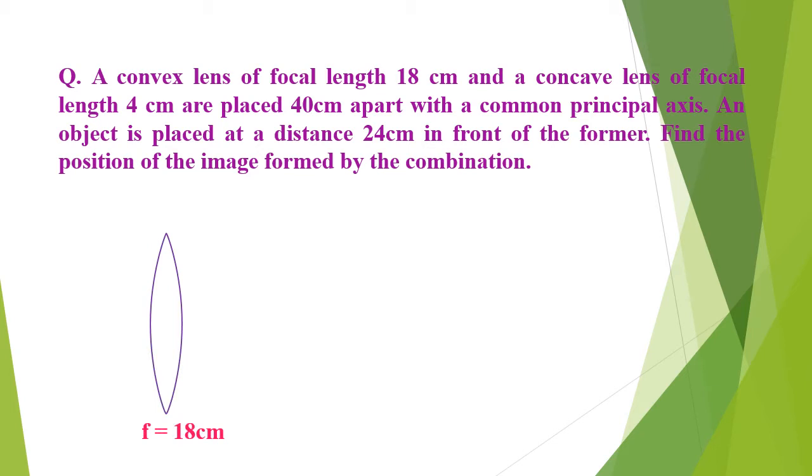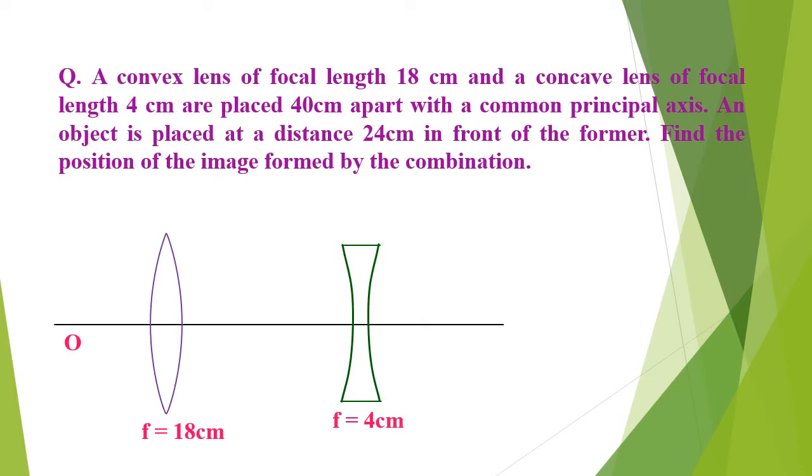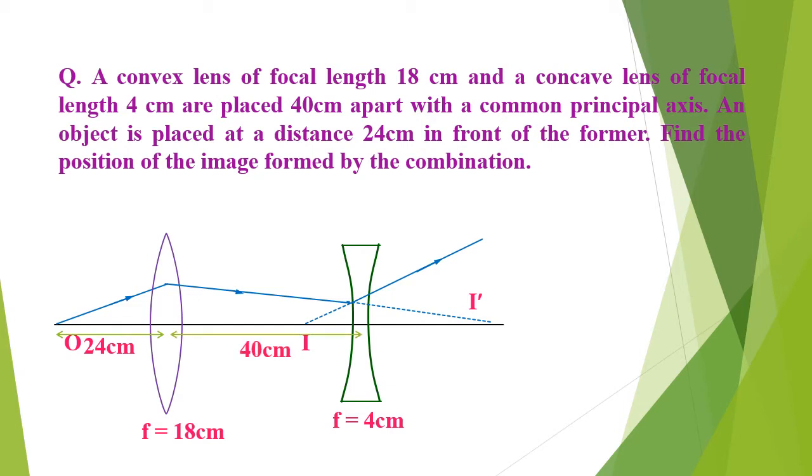So this is a convex lens of focal length 18 cm. The object is kept here. This is a concave lens. The rays coming from the object are incident on the second lens, which is a diverging lens, therefore light diverges. You can see that I dash is the image formed by the first lens in the absence of the second lens, but because of the presence of the second lens the rays diverge and the image is formed at I behind it. So the object distance is 24 cm and the distance between the two lenses is 40 cm.